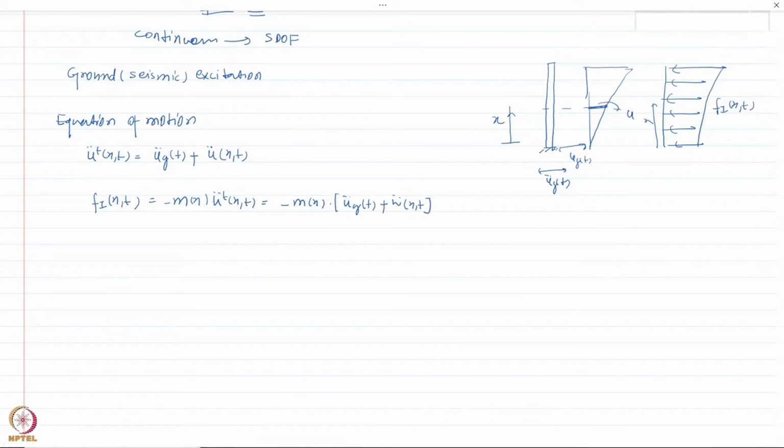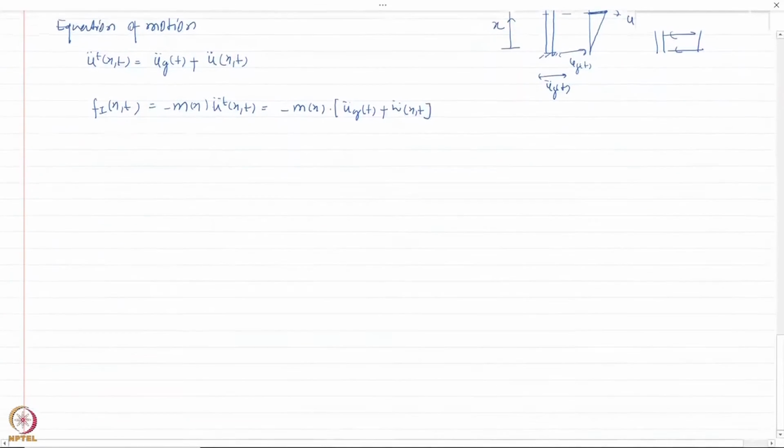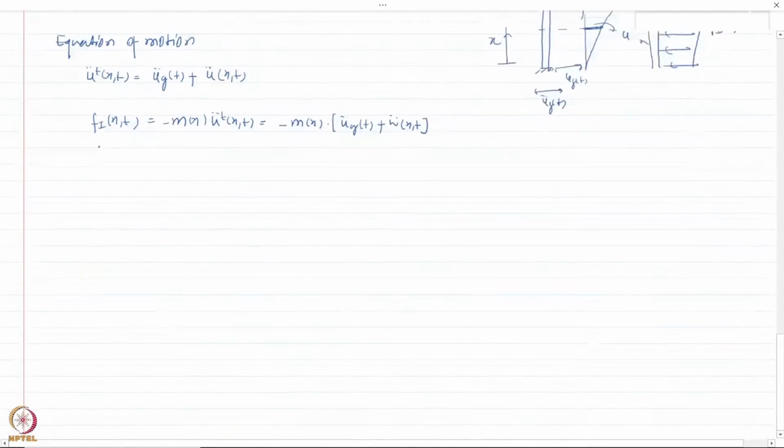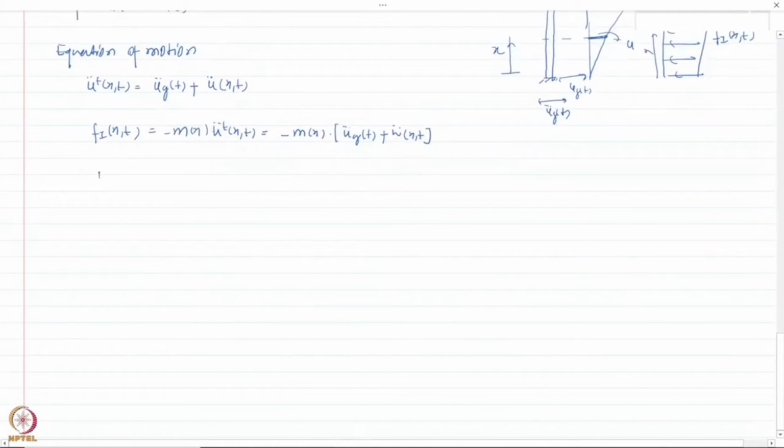To get the equation of motion, we are going to use a method called the principle of virtual displacement, and you might have already come across this in different courses. So we are going to utilize the principle of virtual displacement.